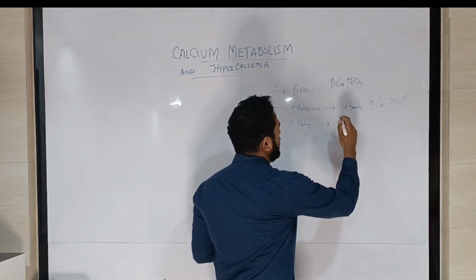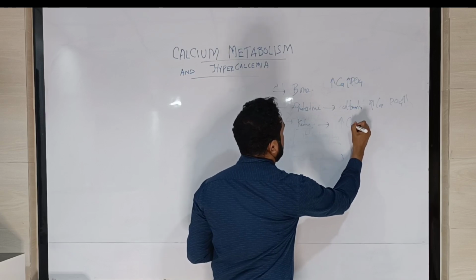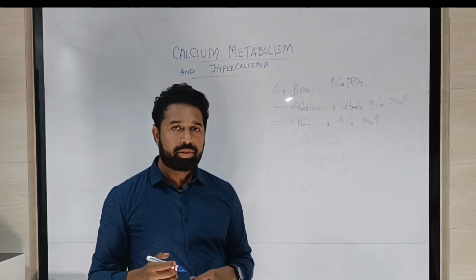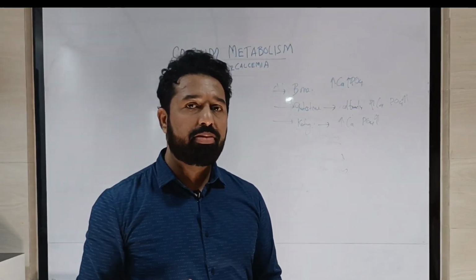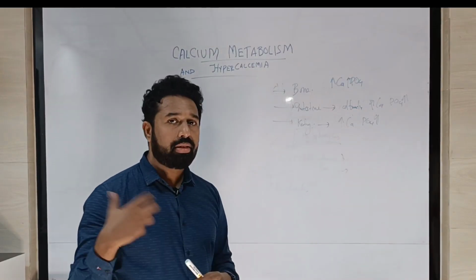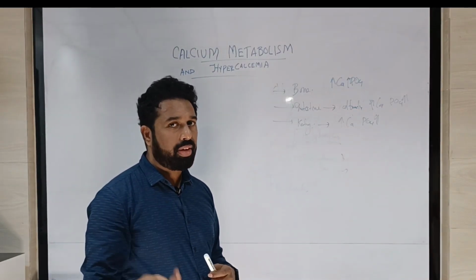The action on the kidney is vitamin D again causes increased calcium and increased phosphate. So increased calcium and increased phosphate in the blood means what? It has to reduce the excretion of both calcium and phosphate. So as you can see, in the bone, intestine and the kidney, the action of vitamin D is to increase calcium and phosphate in the blood.